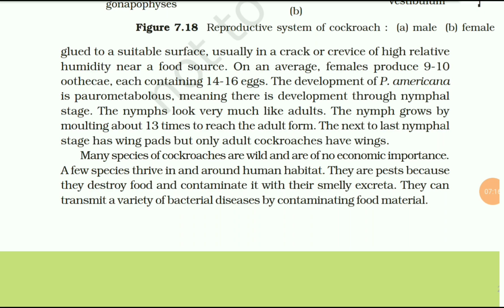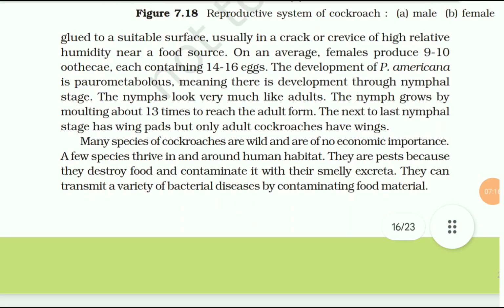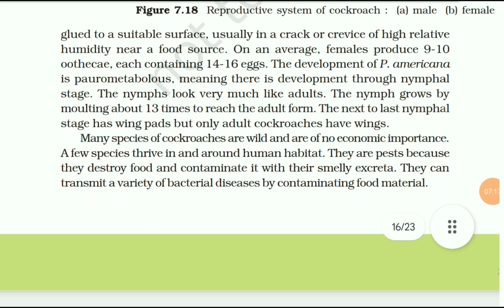The next to last nymphal stage has wing pads, but only adult cockroaches have wings. Many species of cockroaches are wild and are of no economic importance.